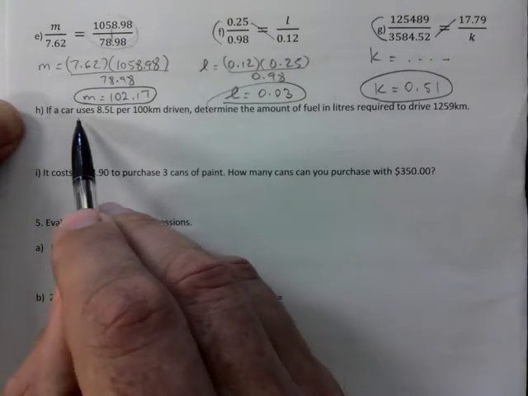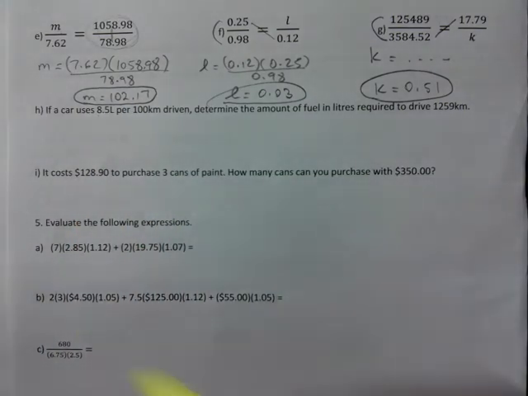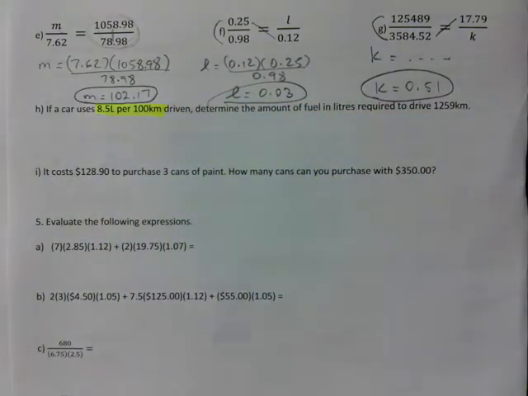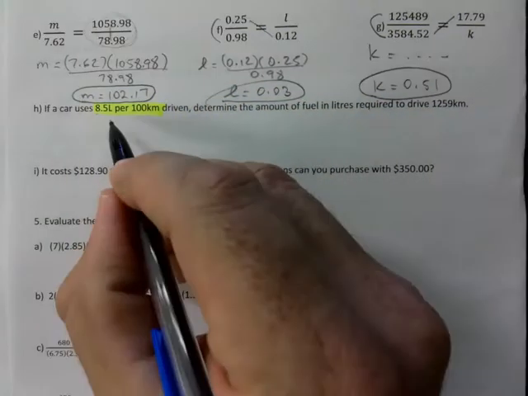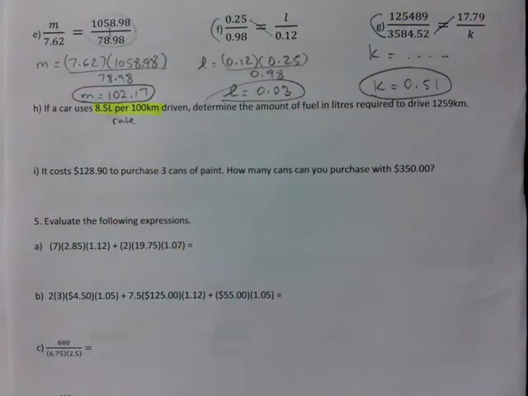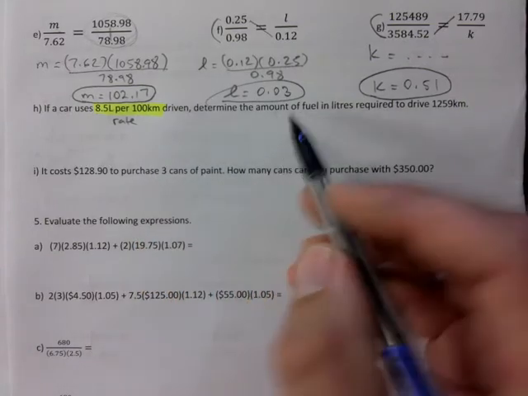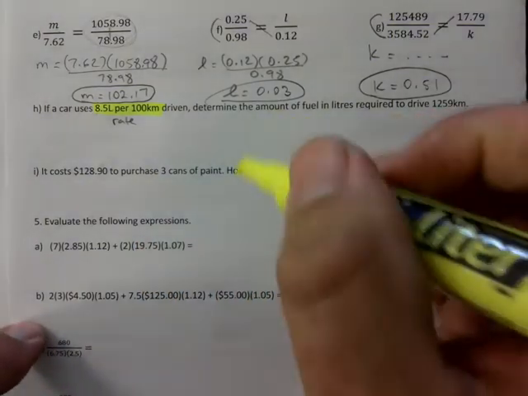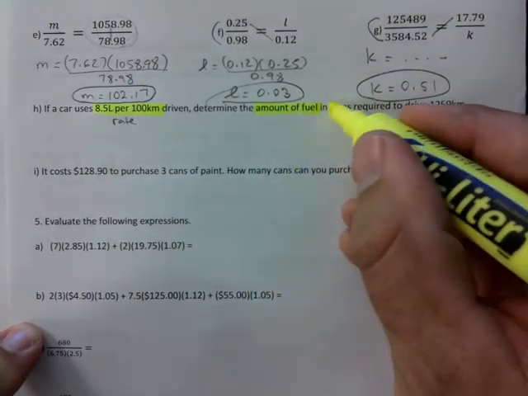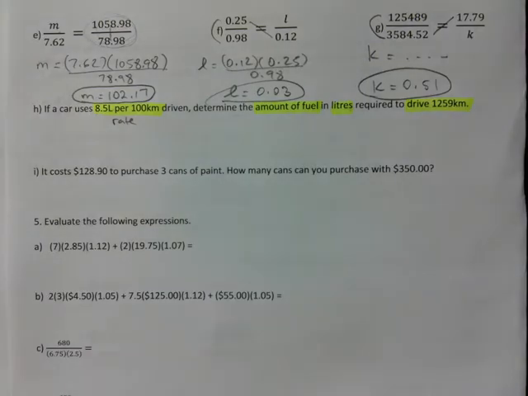Next, H. If a car uses, I'm going to highlight that. If a car uses 8.5 liters per 100 kilometers driven, that is a rate, actually. 100 kilometers per hour is a rate, two different units. Determine the amount of fuel, right? The question wants to know the amount of fuel in liters to drive that many kilometers.